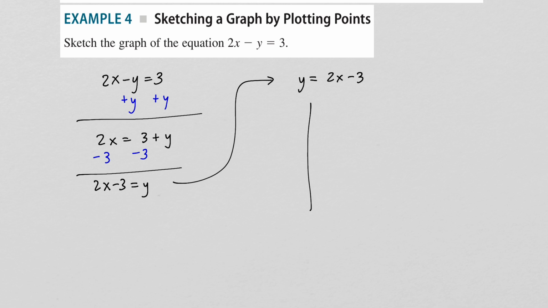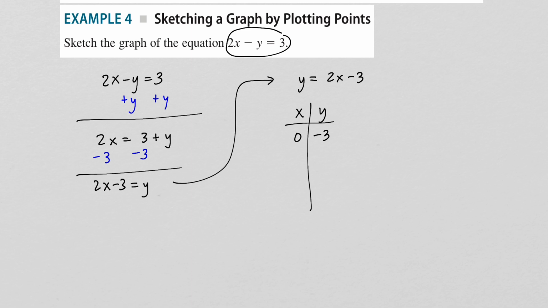Okay, so what that means is I'm just going to let x be equal to some numbers, and I'm going to find the corresponding y values. And in this case, this is actually just going to be a line. So we only really need 2 points, but I'll get 3 or 4 points. So for example, what do we get if x is equal to 0? So if we plug in 0 here, we're going to get y equals 0 minus 3, which is negative 3.